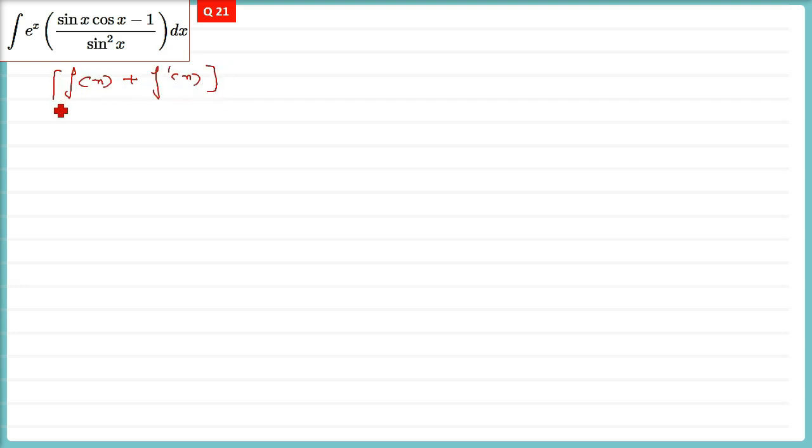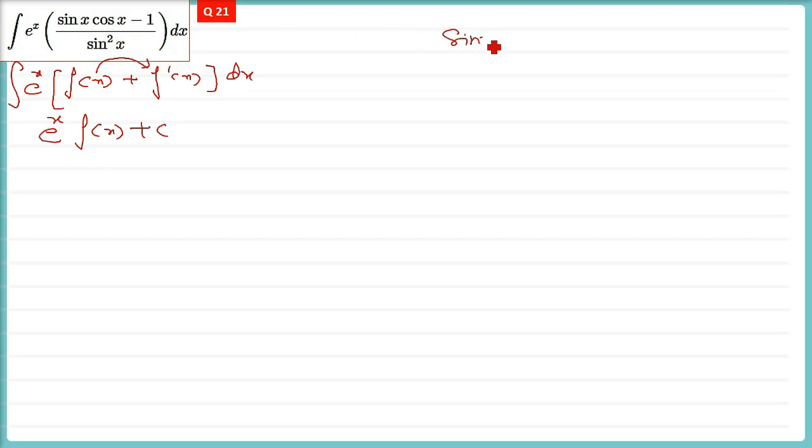So when you do this, the integral of e^x (f(x) plus f'(x)), then e^x f(x) will be the answer. Because we need a function and also the differentiation of that function. Then only we can prove that it is equivalent to e^x f(x) plus constant of integration. Now this question is not in this form right now. So we have to change the form.